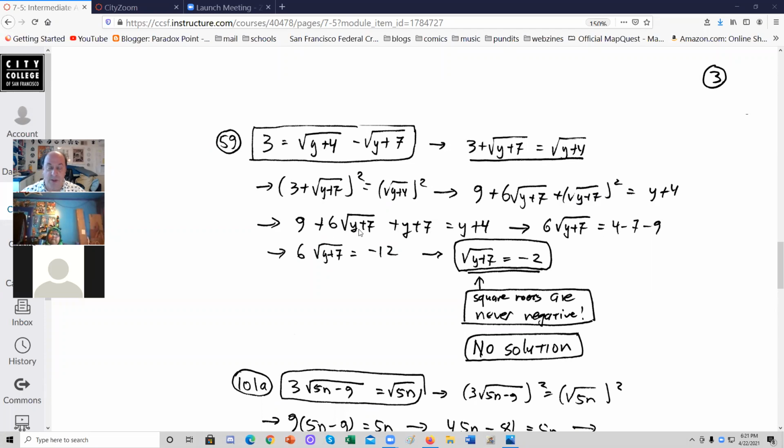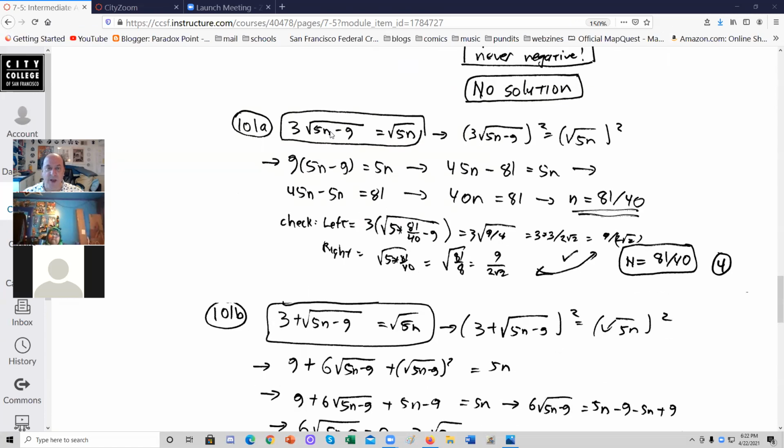Okay, we still have a square root, but there's only one. And we can isolate it. We subtract 9 from both sides. We subtract y from both sides. We subtract 7 from both sides. Subtracting 9 from both sides cancels it out. On the right, we're left with 4 minus 7 minus 9, which is 6 root y plus 7. All right, subtract these out. 6 root y plus 7 is -12. Divide by 6. Root y plus 7 equals -2. Oh, after all that work, we have a square root being negative, and that can't happen. Square roots are always at least 0. So, no solution.